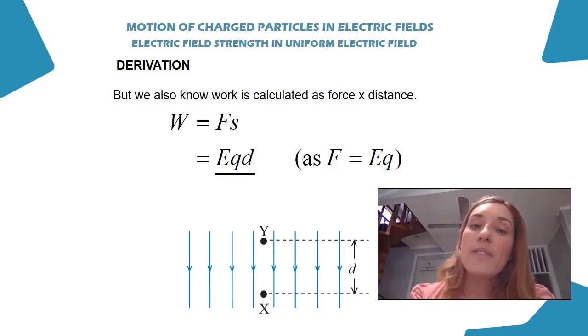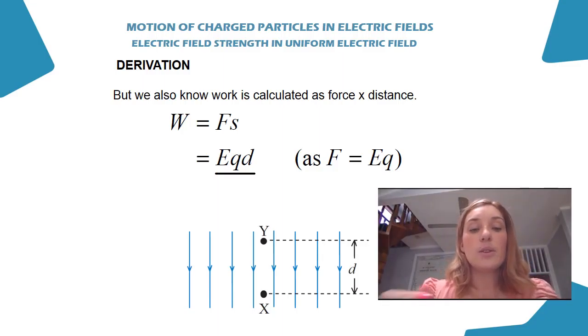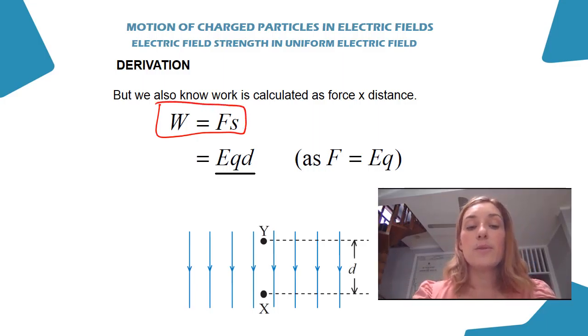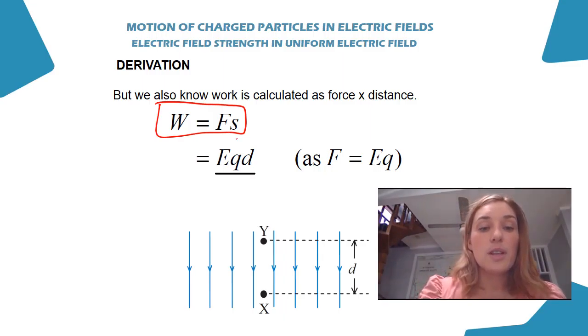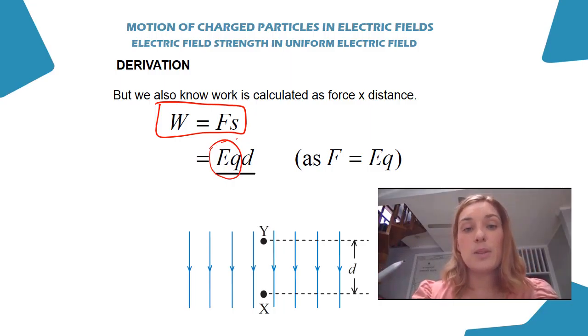But based on our previous knowledge of work, we can also say that work is equal to the amount of force multiplied by the displacement, or the distance. So we have this equation here. Now we know that force from our last slide was equal to the electric field strength times the charge. So that gets substituted in here, and we multiply that by the distance that the charges have moved within the field.